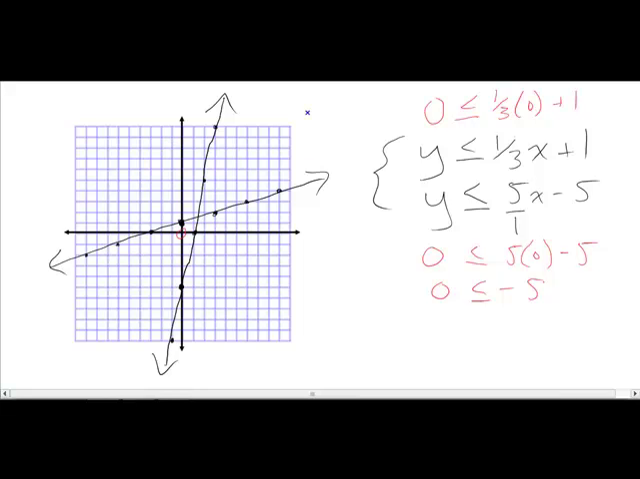So 0, 0 was a solution for the 1/3 x plus 1 line, but it was not a solution for the 5x minus 5 line. That tells me that the solution must be over here then, because it still has to be below the other line. You can check that and see. Let me shade it in first, and then I'll go back and pick a point. So this is the region that is the solution.